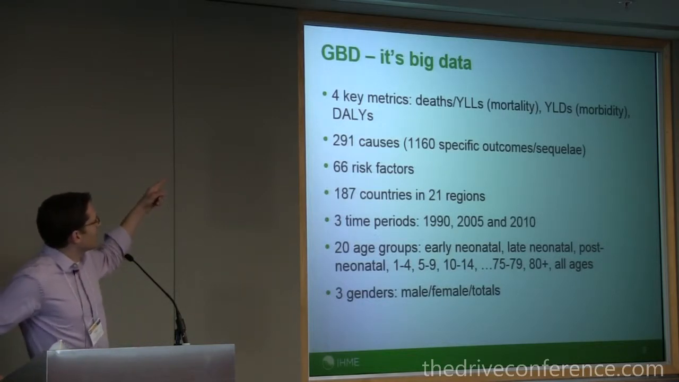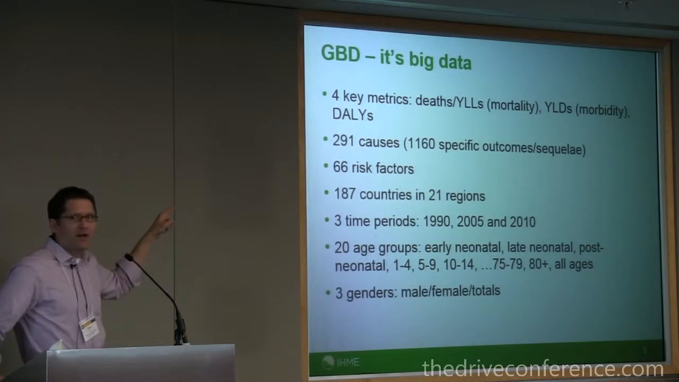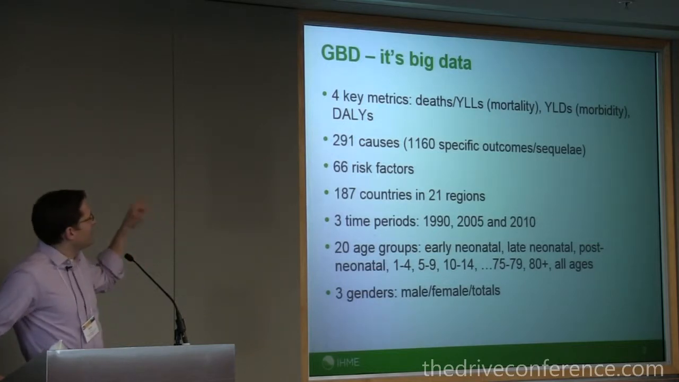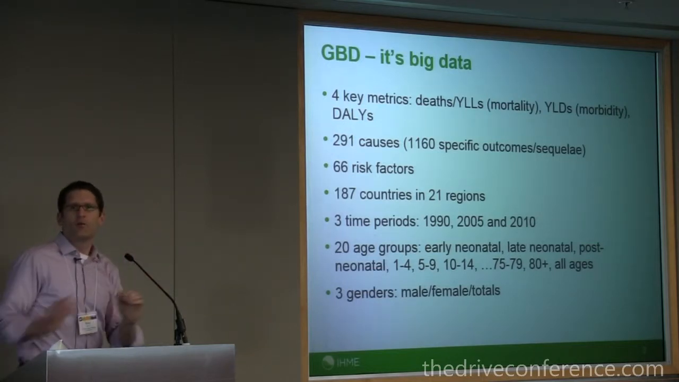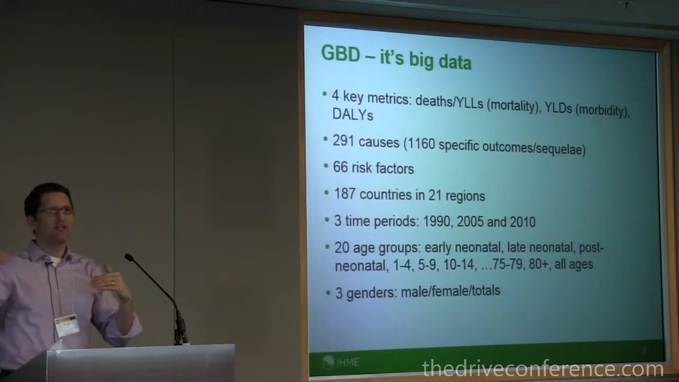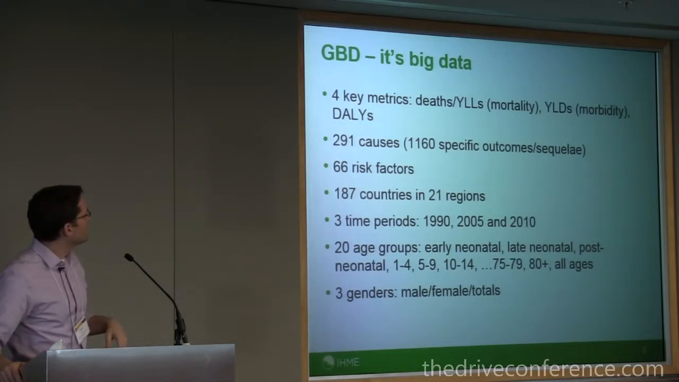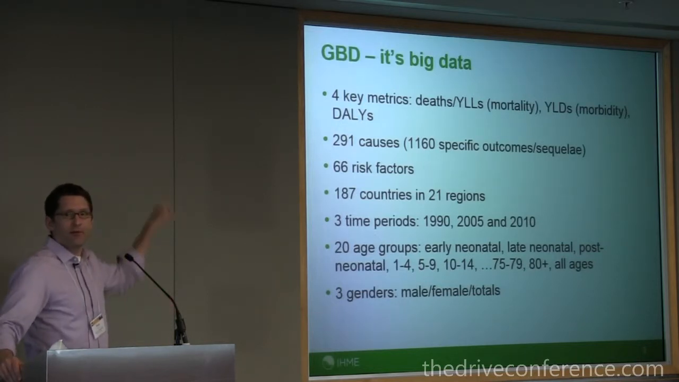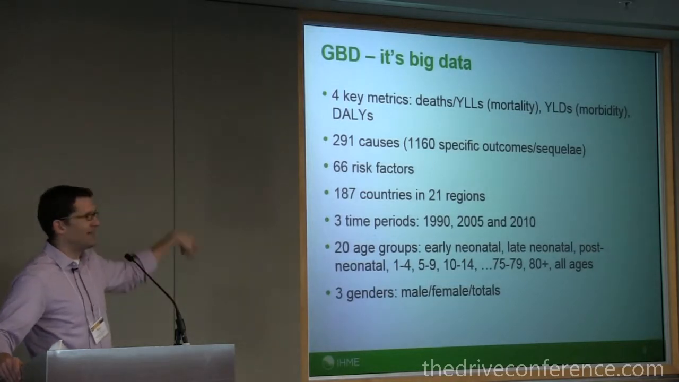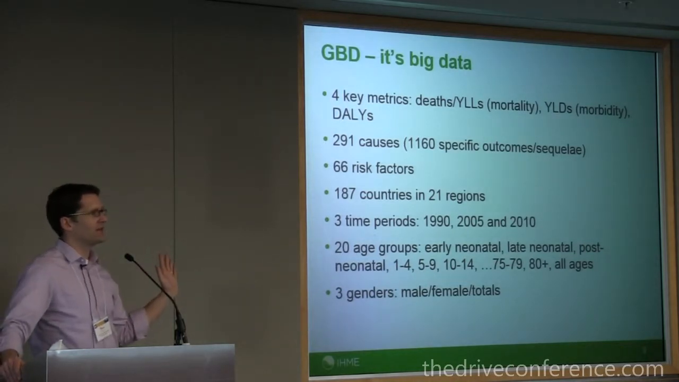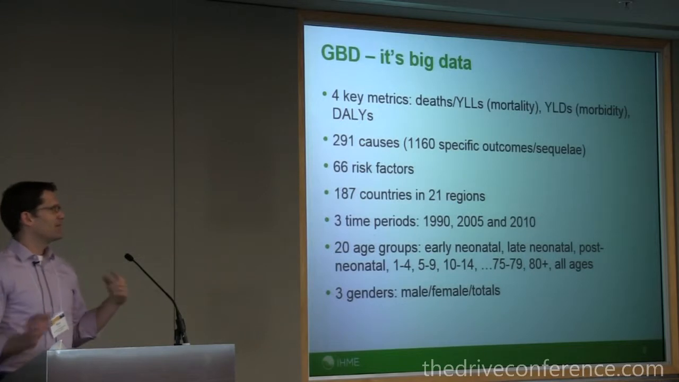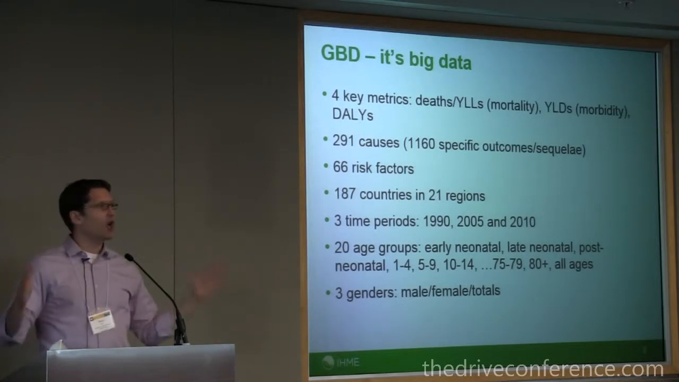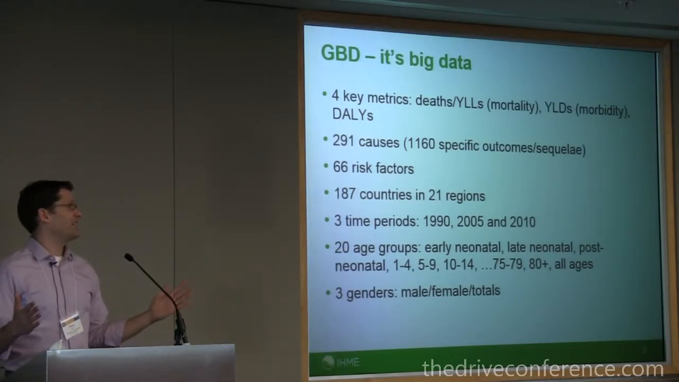We have the 4 metrics that I talked about. We're looking at 291 causes, and specifically at 1,160 sequelae, which is kind of the actual states that you're in based on a certain cause. 66 risk factors in 187 countries, 3 time periods, 20 age groups, 3 genders. If you multiply that through, you have about 60 million results right there, and there's a whole bunch more analytics underneath, right? So given that we have very diverse data sources and a lot of results, I would say that's big data.